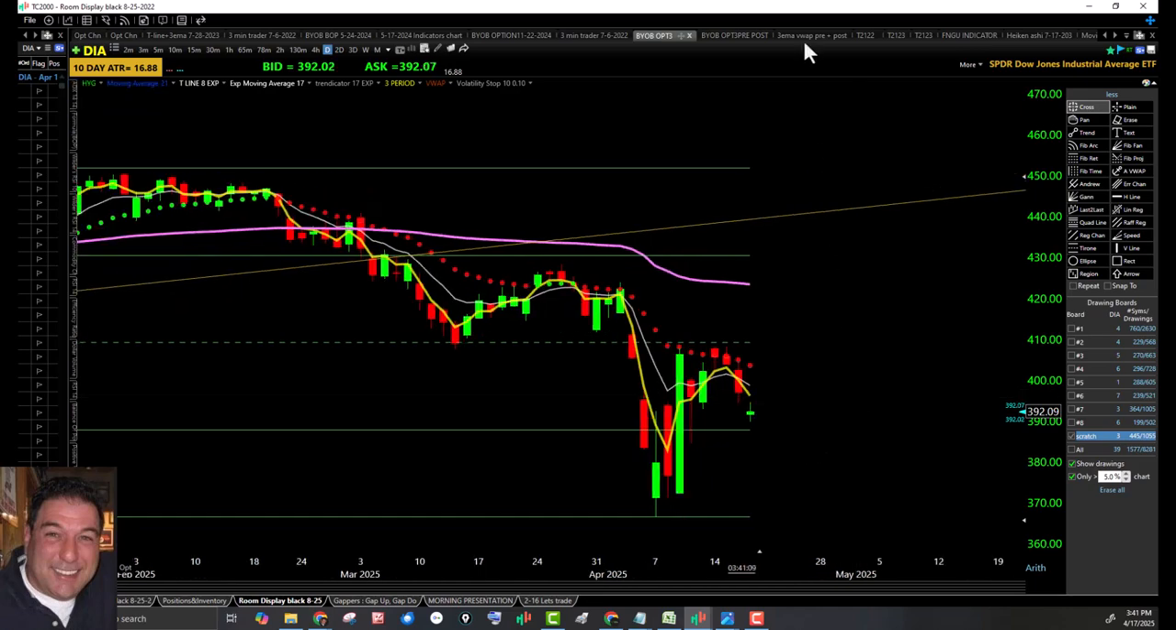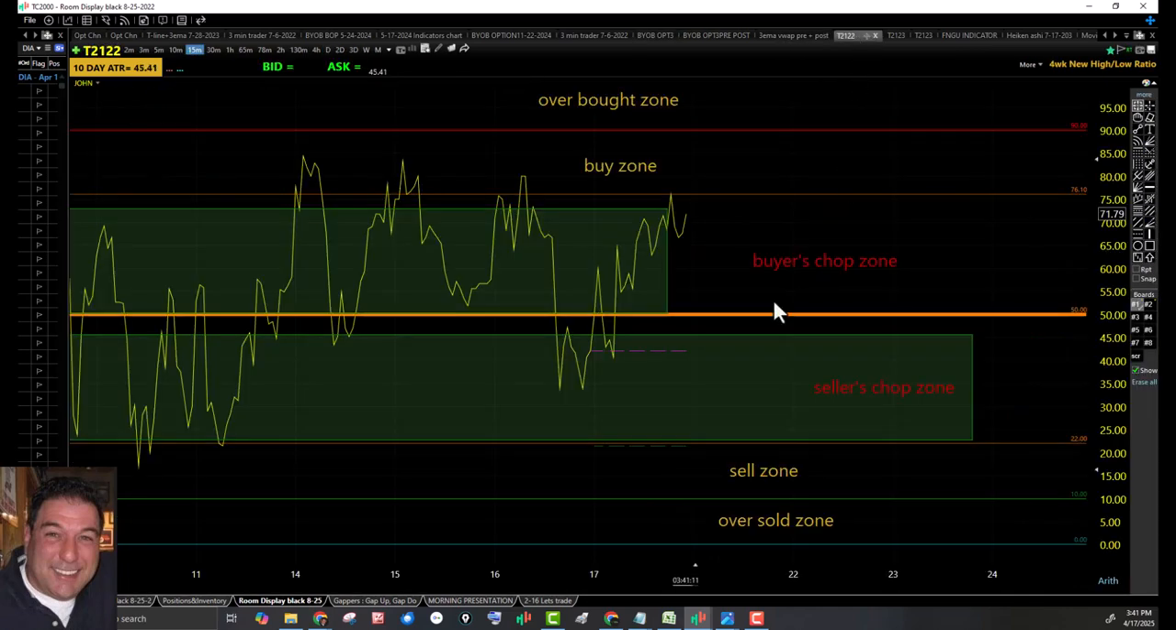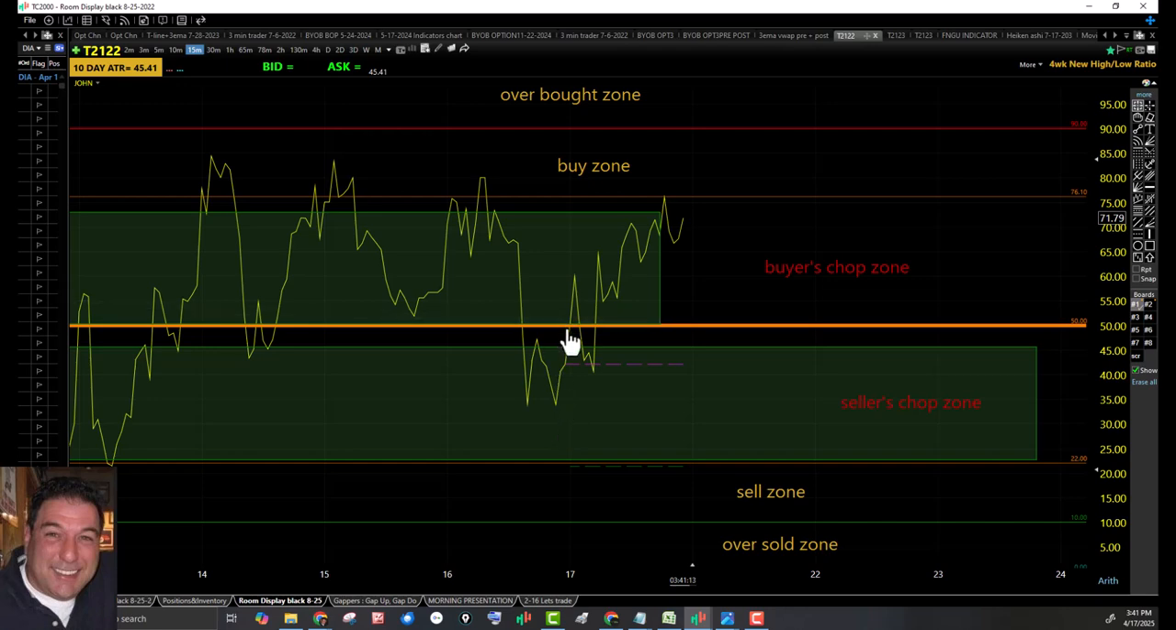Let's take a look at our technicals. T21.22. We did nothing but micro higher lows and higher highs right through here, winding up back here, knocking on the door to the buy zone where the bears gave us the middle finger yesterday. So we'll see if we can break into that. So there's T21.22.